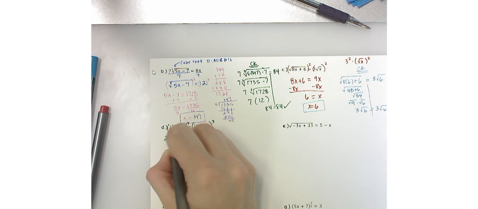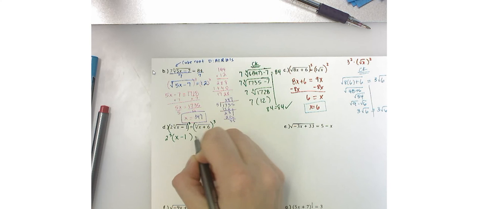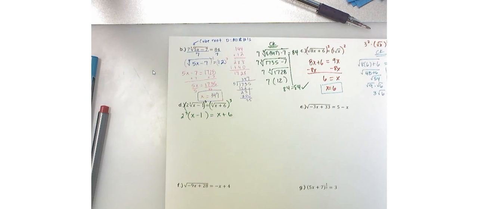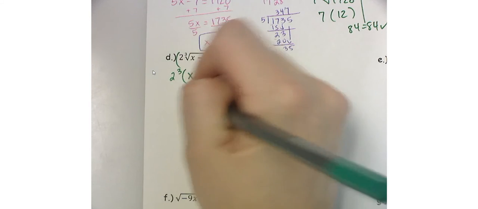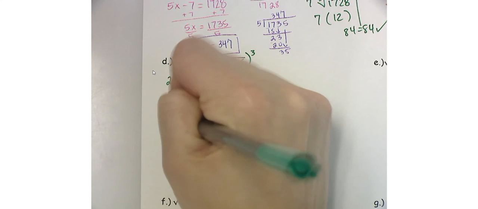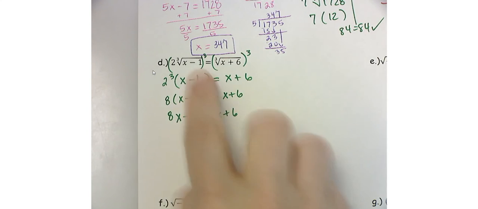Okay, so if you have a value in the root that's a binomial and something out front, you are going to have to distribute that. Okay, and then from there I can get all my x's on one side. I can get all my numbers on the other. Okay, and then let's check it.